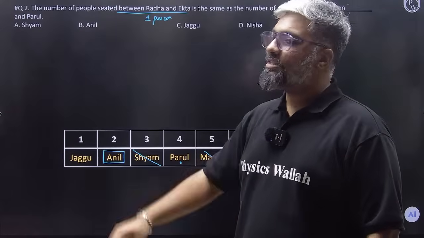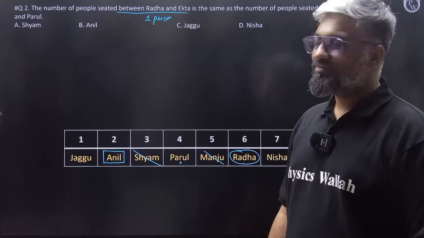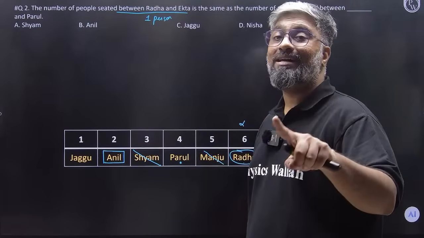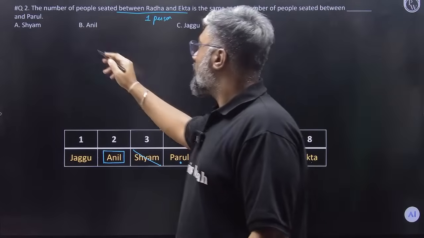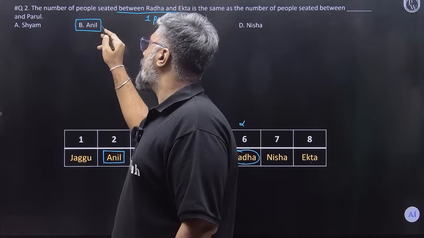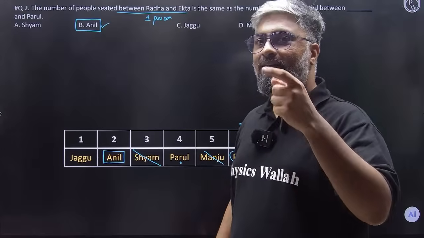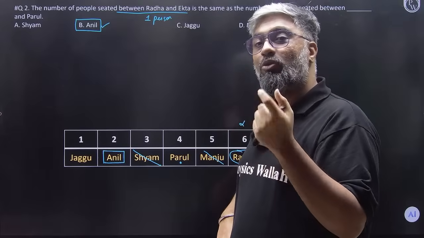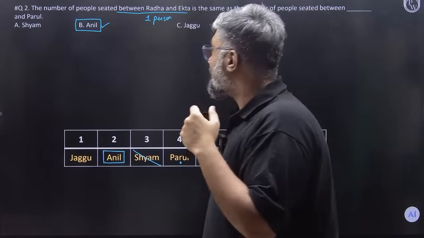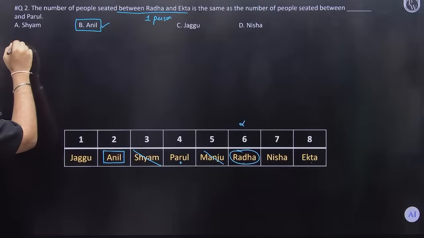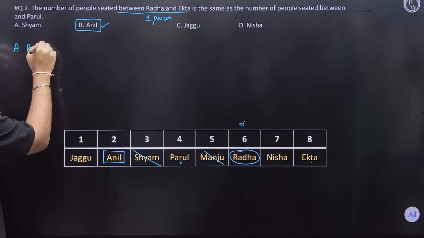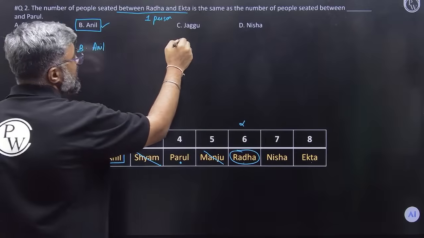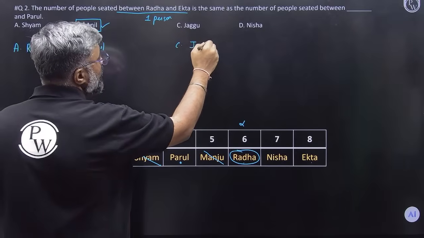But do we have Radha in the options anywhere? Sadly, no. Tough luck, Radha. Radha is not there in the option, but that doesn't mean Radha is wrong. Be very careful. Only because Anil is in the option, we are going for it. If both Anil and Radha were in the options, what would you do? Is it possible that both Anil and Radha are in the options? Let's say option A is Radha, option B is Anil, let's say option C is Jaggu. What would you do? What would your answer be then?